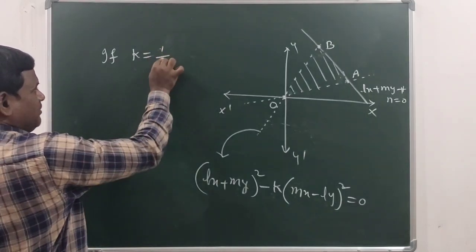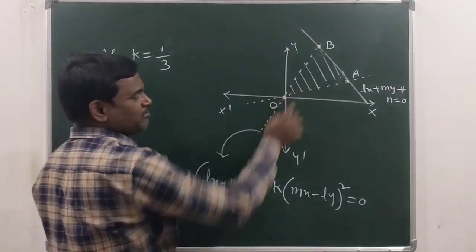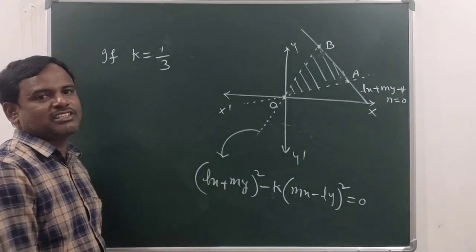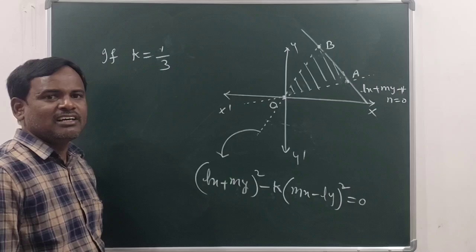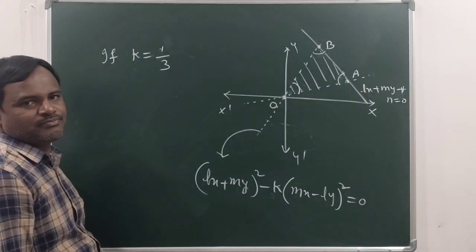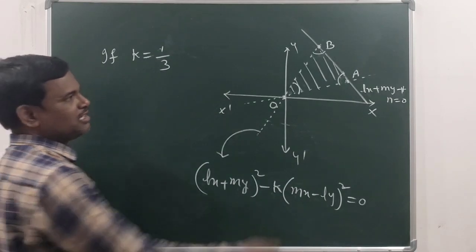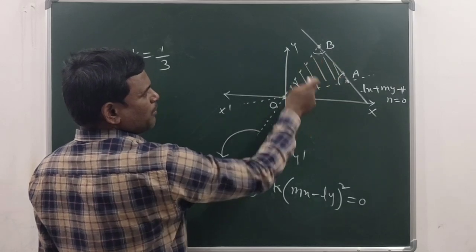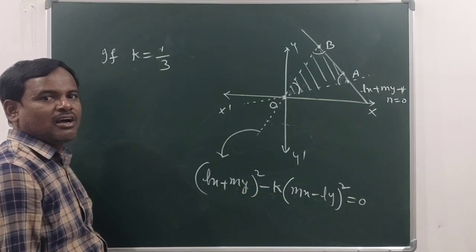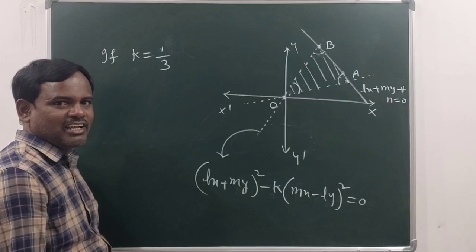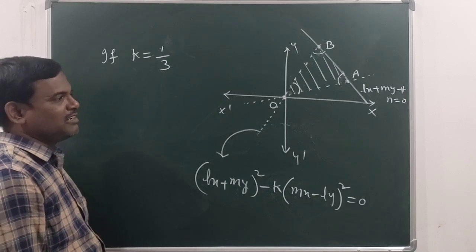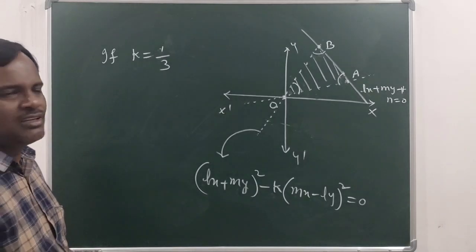If k is 1 by 3, this will be an obtuse angled triangle and also an isosceles triangle. Here you will get 30, 30 degrees, and this will be 120 degrees. Hence that is obtuse and also isosceles. If two angles are equal, then their opposite sides will be equal. When k is 1 by 3, obtuse angled isosceles triangle. K is 3, equilateral triangle. K is 1, right angled isosceles triangle. Okay students, remember that.